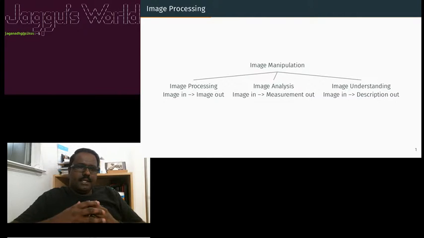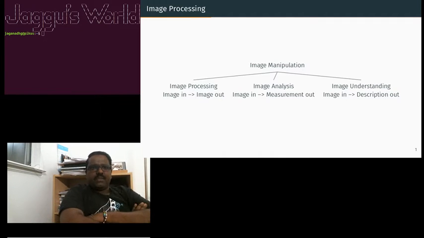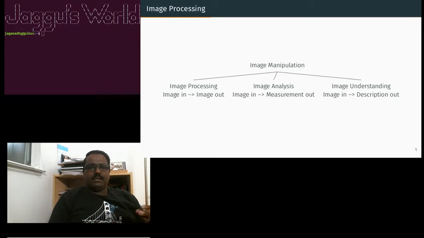Fundamentally, digital image manipulation can be classified into three categories: image processing, image analysis, and image understanding. Image processing means you provide an image as input and you get another image as the output. Image analysis means you provide an image as input and take some measurements from the things which appear inside that image. That is the objective of image analysis. There are many use cases you can think about, depending on what industry you're working in right now.